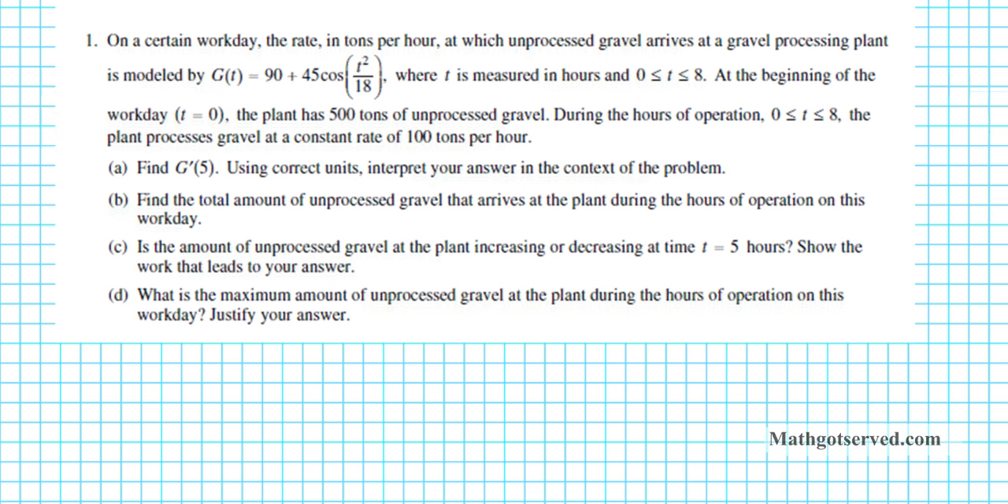So initially, at the beginning of the workday, we had 500 tons of unprocessed gravel. Okay, so let's say this is the unprocessed gravel here. This is the amount, the initial amount you had at the work site, which is 500. Now you have gravel being processed at a constant rate of 100 tons per hour. So there's gravel going out being processed, and while gravel is being processed, you also have unprocessed gravel being fed to the site.